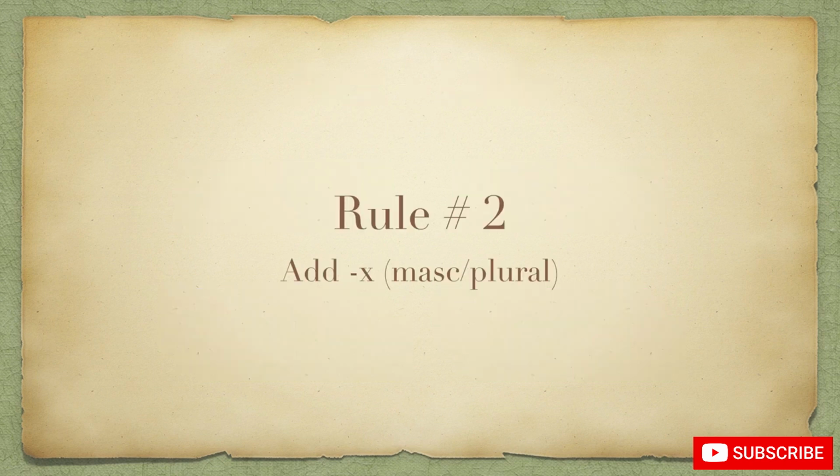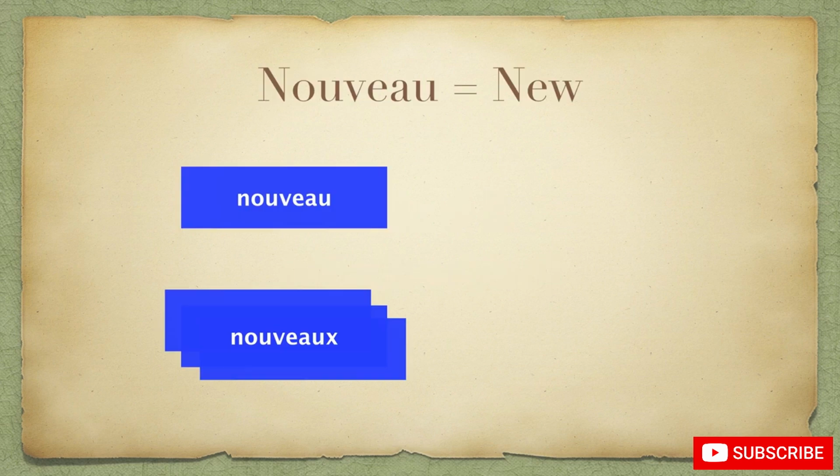A second rule is that you add an x for the masculine plural for words ending in eau, like nouveau. You would add an x to the masculine plural. So they both sound the same, nouveau and nouveaux.